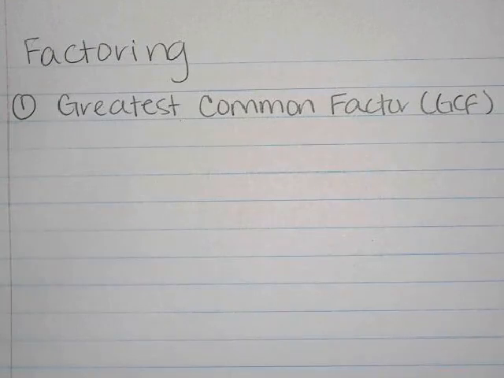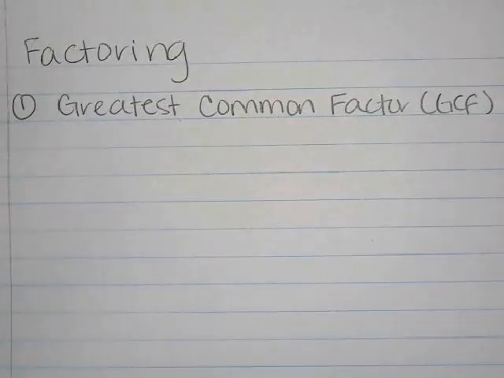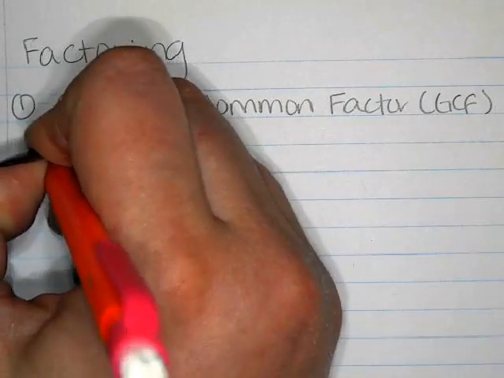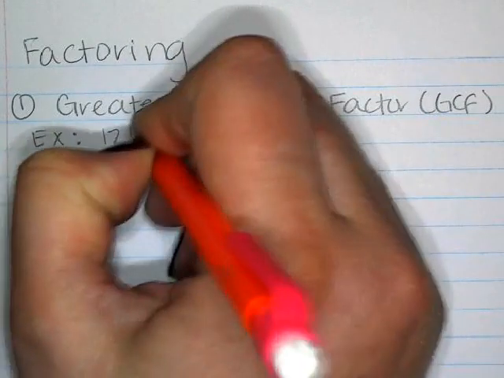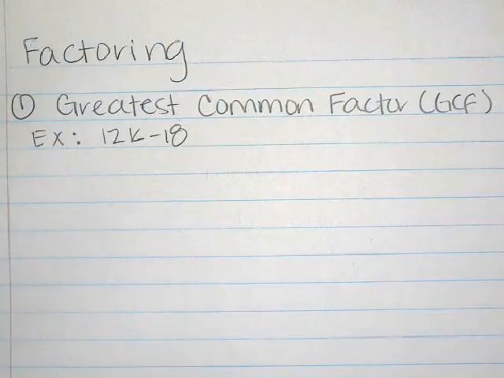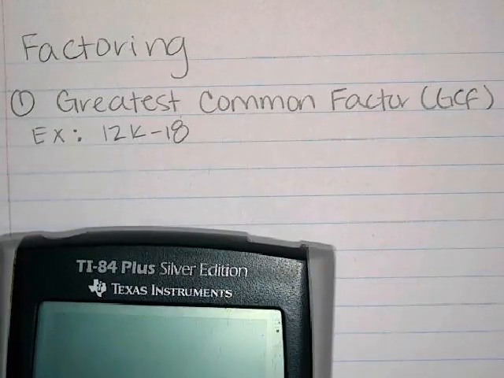Okay, let's start off with this one. We'll say for the first problem, this is going to be example 1. We'll say that we're factoring 12k minus 18. And I'm going to show you a cool trick on the calculator. I learned this year. I've been using these calculators for a long time, 15 years, I don't know. And I learned this year.